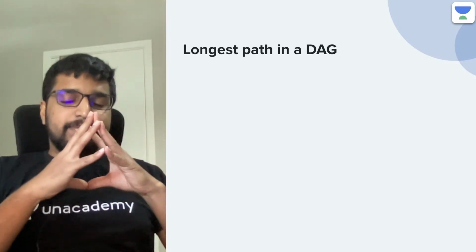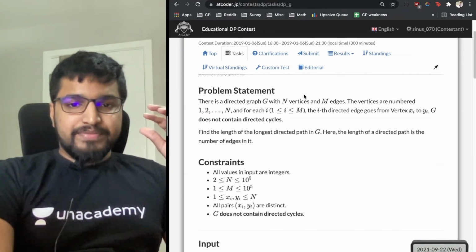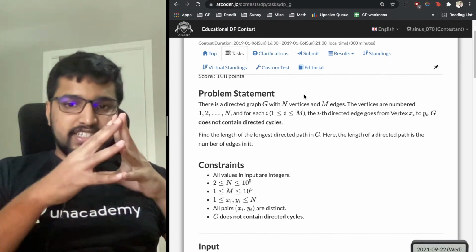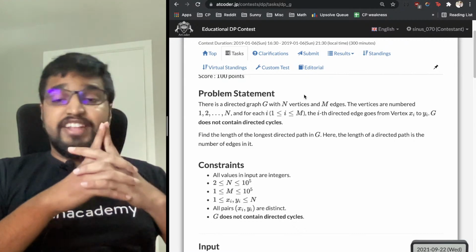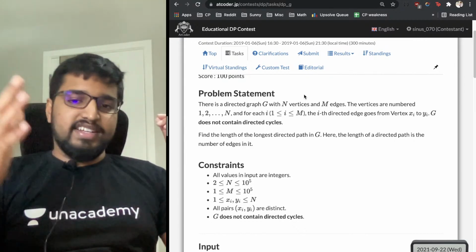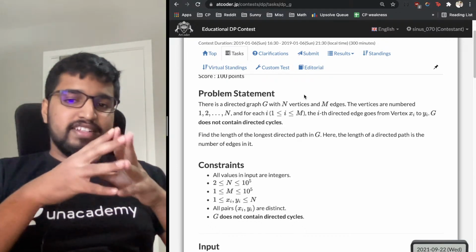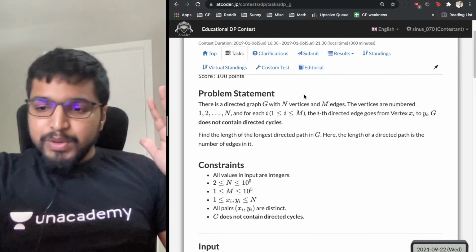Initially the question asked: given a directed graph with n vertices and m edges, the vertices are numbered from 1 to n, and for each i, the i-th directed edge goes from vertex xi to yi. The graph does not contain any directed cycles. You need to find the longest directed path in G. All right. What did we do here?